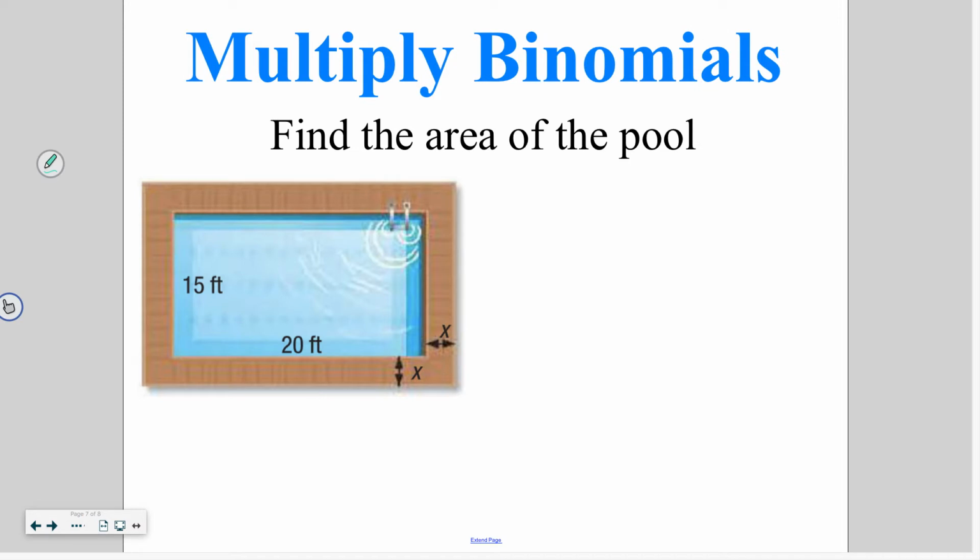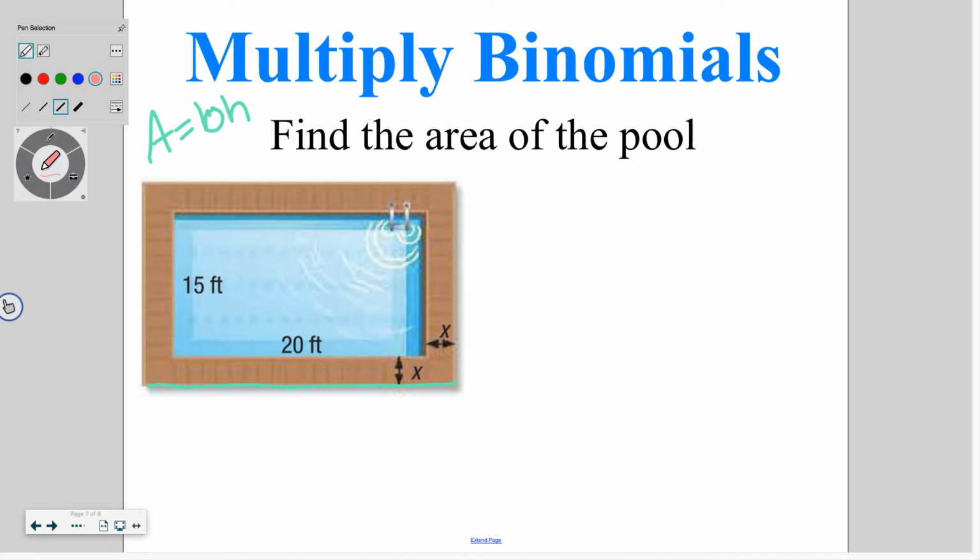We also might have word problems, or in this case, they give us this picture to help us. So we want to find the area of the pool. Remember that the area formula for a rectangle is the area is equal to the base times the height. So it's important for us to figure out how long this base is and how tall our height is.